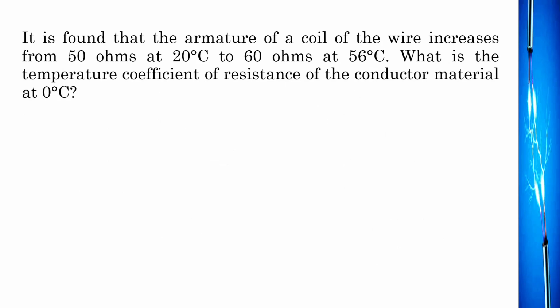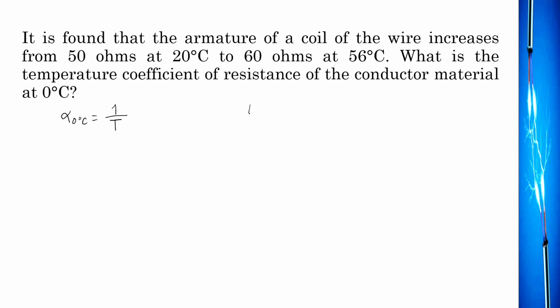Another problem regarding temperature. So, it is found that the resistance of a coil of wire increases from 50 ohms at 20 degrees Celsius up to 60 ohms at 56 degrees Celsius. So what is the temperature coefficient of the resistance of the conductor material at 0 degrees Celsius? So take note, yung hinahanap natin dito, yung alpha 0 degrees Celsius is actually yung reciprocal lang po ng inferred zero temperature. Okay? So ito lang yung hinahanap natin, inferred zero. Or kailangan lang natin mahanap yung inferred zero para mahanap natin tong alpha 0.